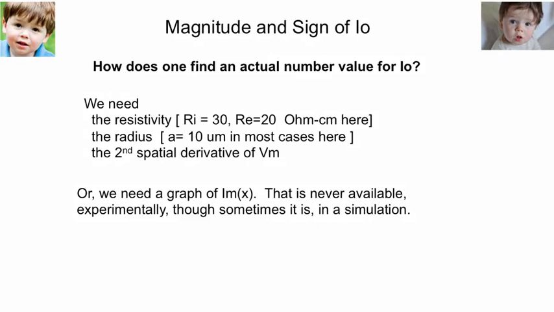So now we've said we've located some sources and some sinks in our fiber. How does one find the actual number value for that current source or current sink? Well, you get it from an equation, or you get it from a graph. So let's consider the two possibilities. First, let's suppose you get it from a graph.